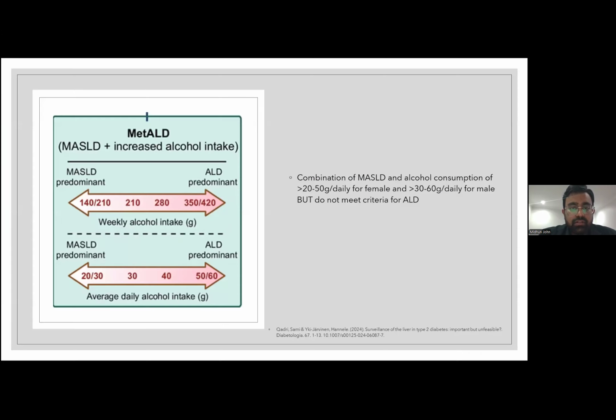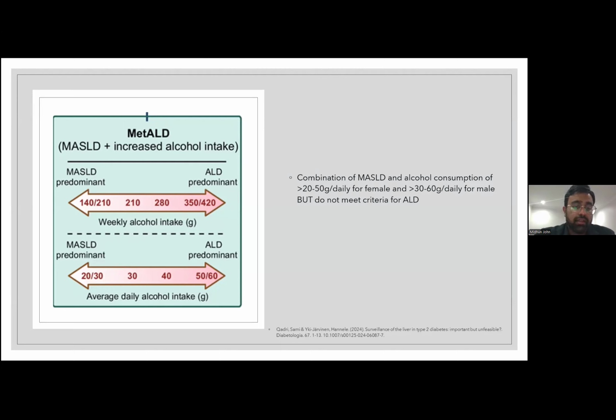And then comes the new combination of MetALD, which is basically MASLD plus an increased amount of alcohol intake. Now, with MetALD, there's either MASLD predominant or there's ALD predominant. Now, that is determined by the amount of alcohol units that are taken on daily average. So, as you can see on the left, MASLD predominant is usually 20 to 30, respectively for females and males.